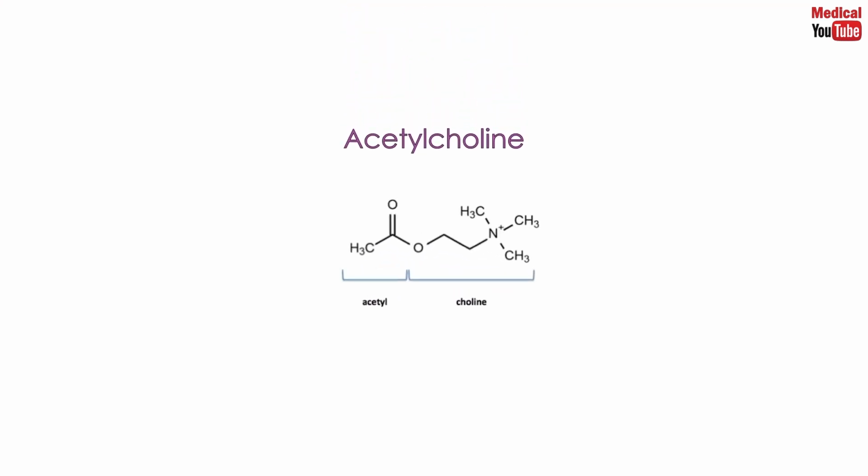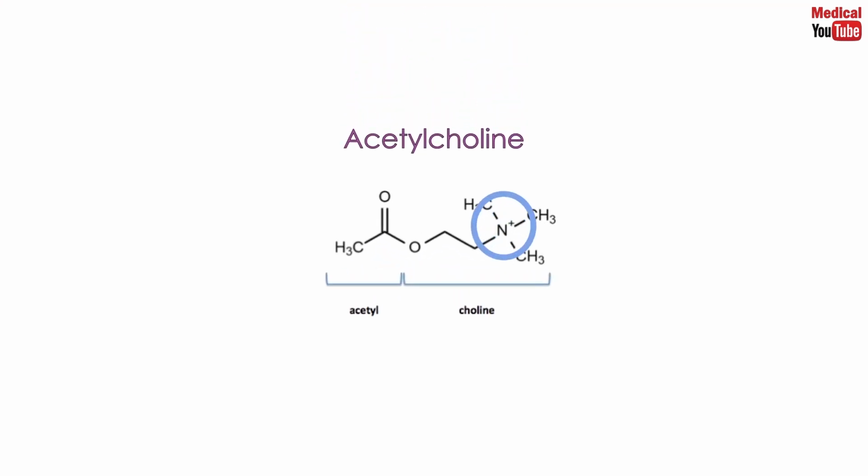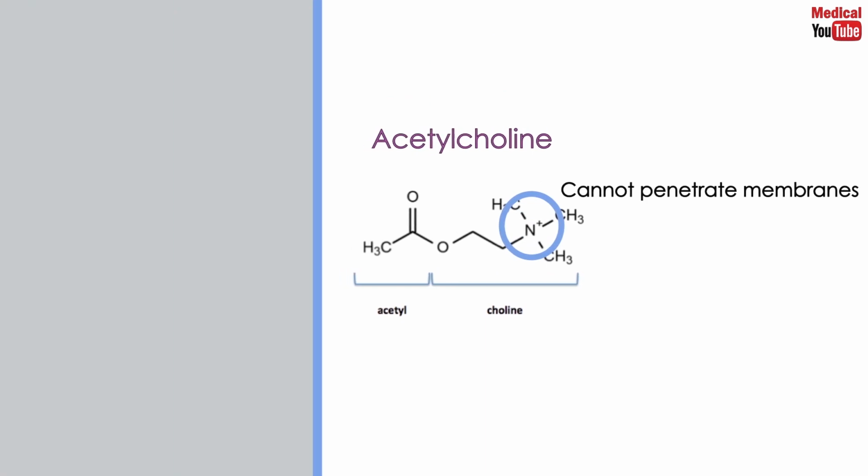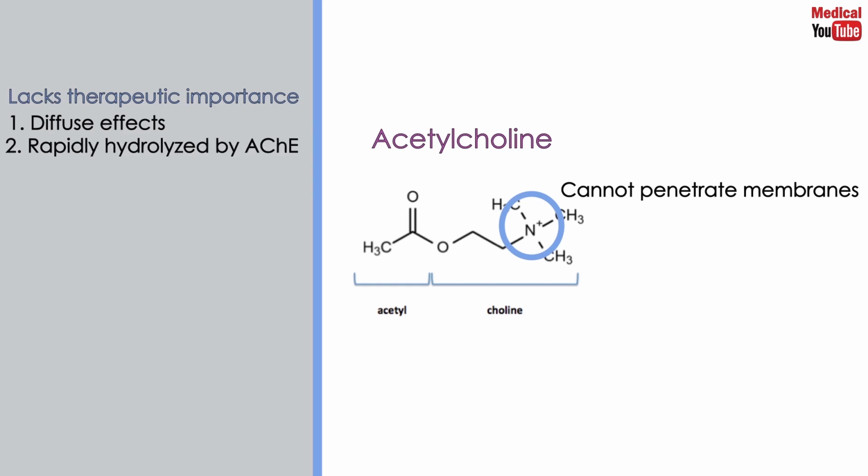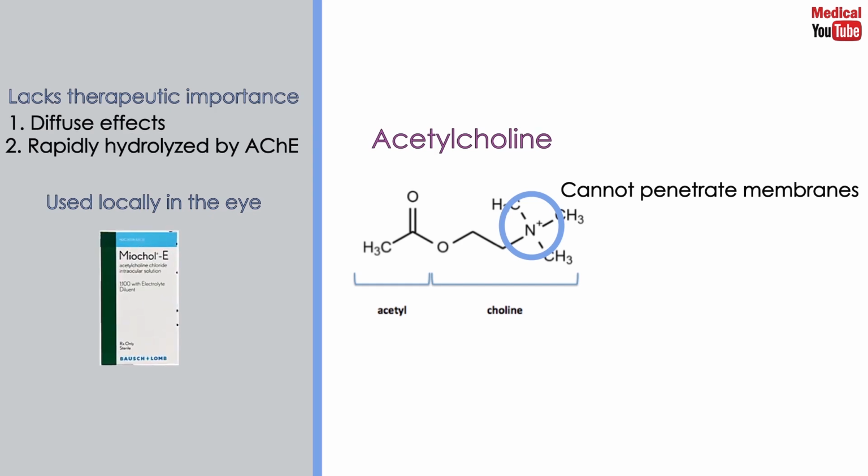The first one of course is acetylcholine itself. It is a quaternary ammonium compound that cannot penetrate membranes. It lacks therapeutic importance because of two reasons. The first one, it has diffuse effects as it is the neurotransmitter of parasympathetic and somatic nerves, as well as autonomic ganglia. And the second, it's rapidly inactivated by cholinesterases. But it can be used locally as an ophthalmic solution. It is available with the brand name Miochol.